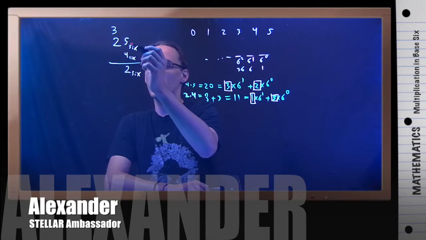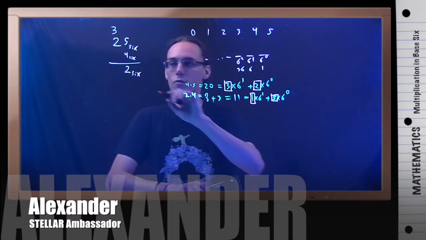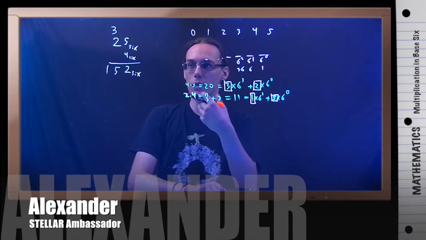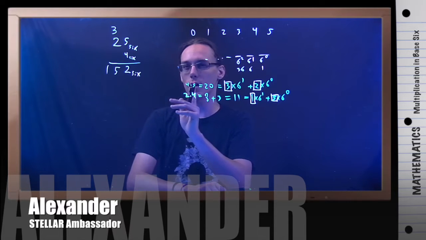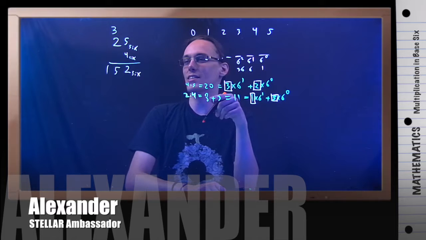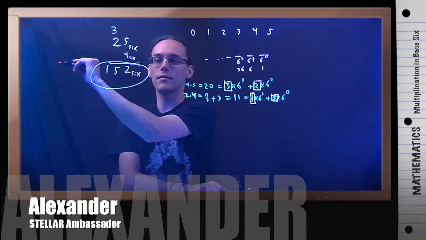So then in base 6, if I do 2 times 4 and add in the 3, I get 1 5. So there we go. If we take 2 5 as a base 6 number, so not 25, but 2 5, and I multiply that by 4 as a base 6 number, I get the number 1 5 2. And that is this example.